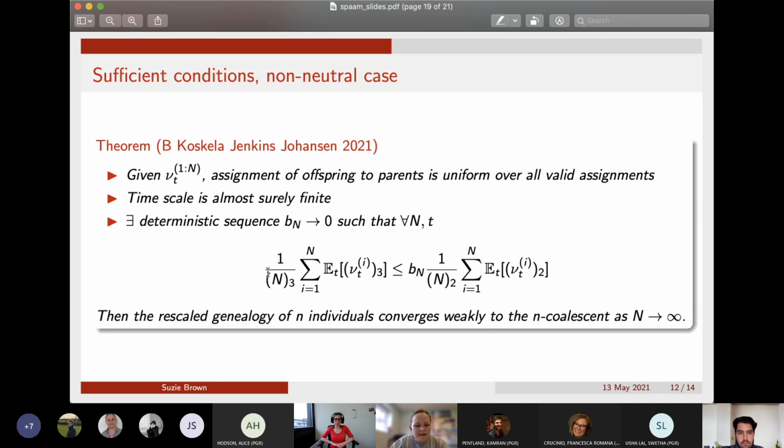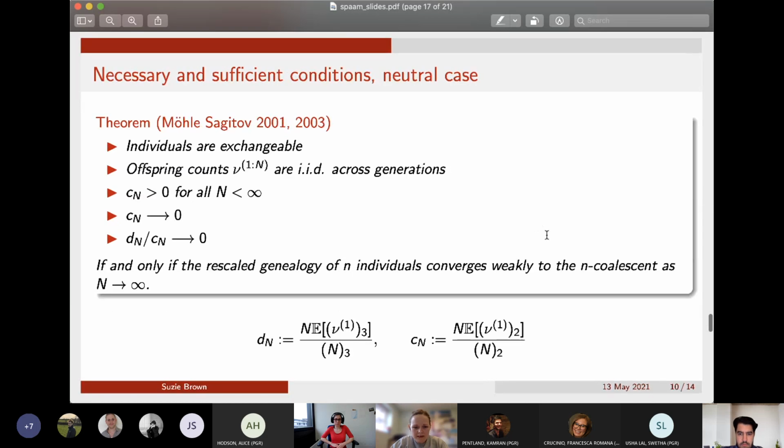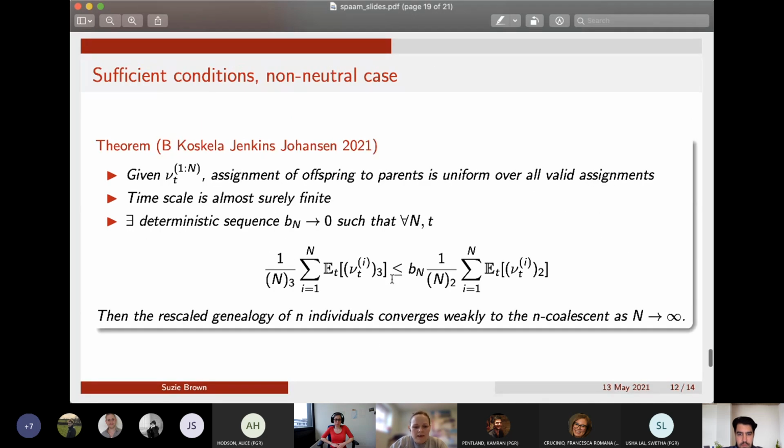So the main condition is this one, and I'm going to claim that this is essentially the non-exchangeable analog of Moehle and Sagitov's condition. So if we just go back for a second. We had these two quantities, Dn, which was like the third moments, and Cn with the second moments, and we wanted to make sure that Dn over Cn was converging to 0. So now we have, again, something that looks like third moments and second moments. And again, we want the third moments dominated by the second moments.